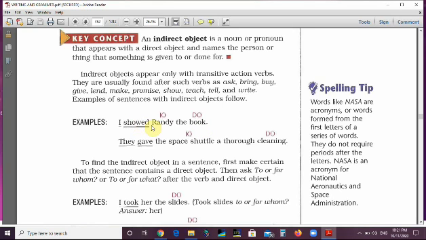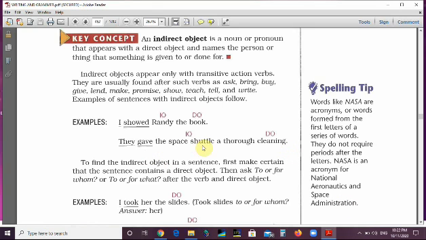I showed whom? Randy. I showed him what? Or her what? The book. So the book is the direct object and Randy is the indirect object. Why? Because he is the person this thing is done for, or to, him or her.